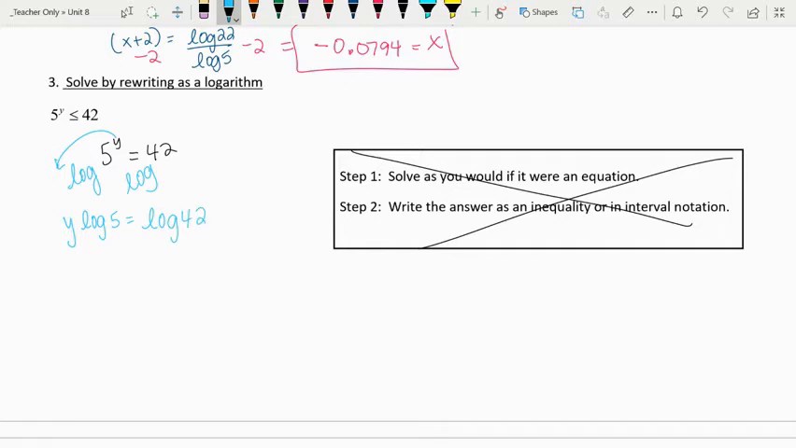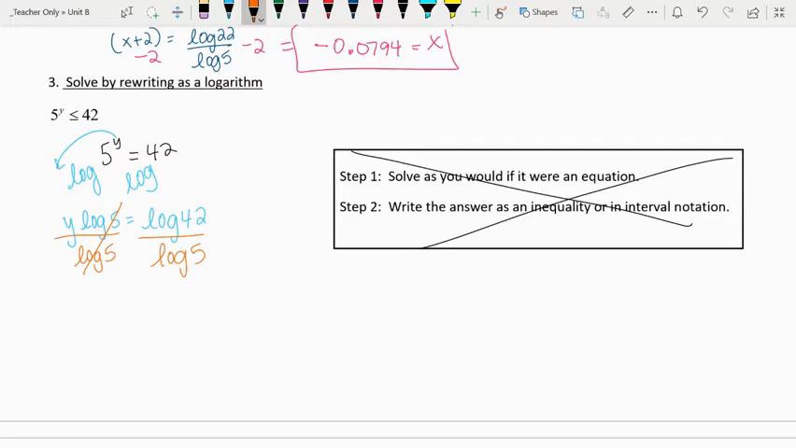So we have y log 5 equals log 42. And the only thing to do is get rid of log 5. Now, oftentimes I see students trying to get rid of log by itself or the 5 by itself. You have to remember that log 5 is a value. So it all is tacked together.